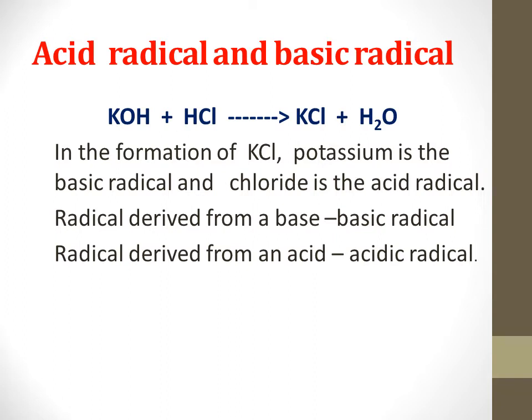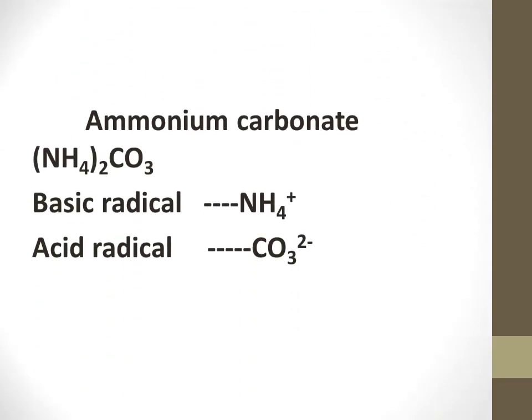So a radical derived from a base is called a basic radical, and a radical derived from an acid is called an acidic radical. Let us consider another example, ammonium carbonate. The formula is written here, (NH4)2CO3, that is ammonium carbonate. Can you say the basic radical and acidic radical? The basic radical is NH4+ and the acid radical is CO3 2-.